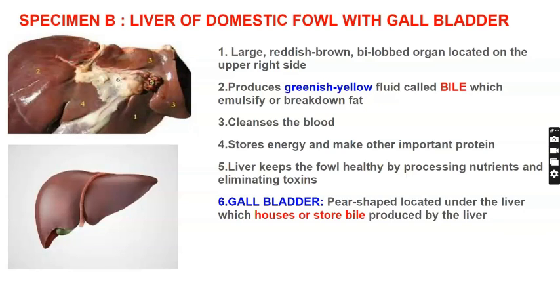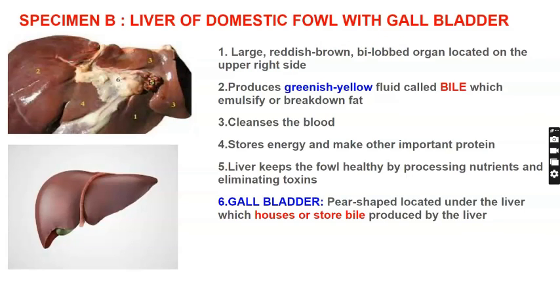Alright, so in general the liver keeps the fowl healthy by processing nutrients and then eliminating toxins from the body. Then recall that the gallbladder was specifically mentioned as part of what should come with the liver. Now, what is the relationship between the gallbladder and the liver of the domestic fowl?